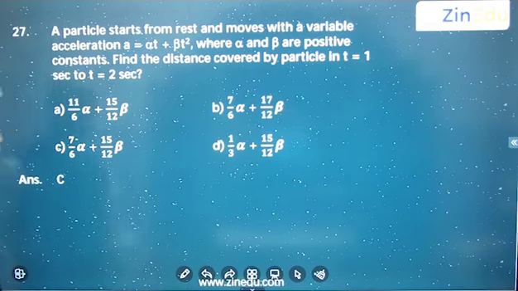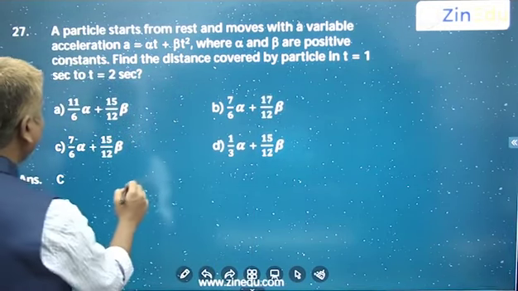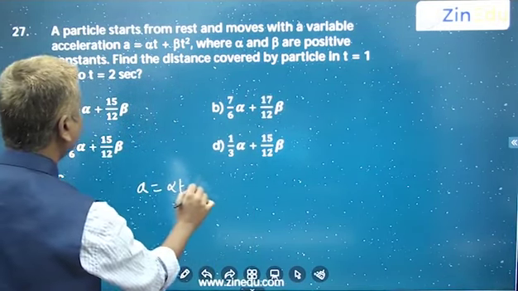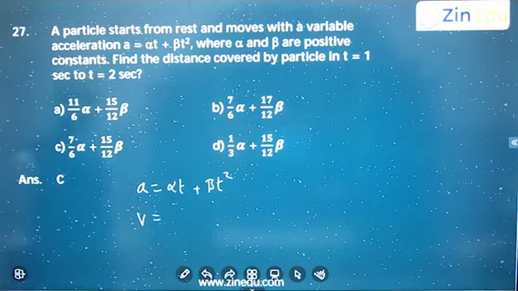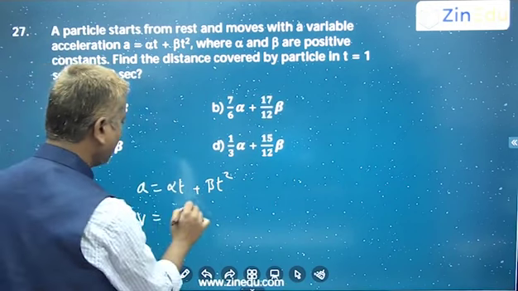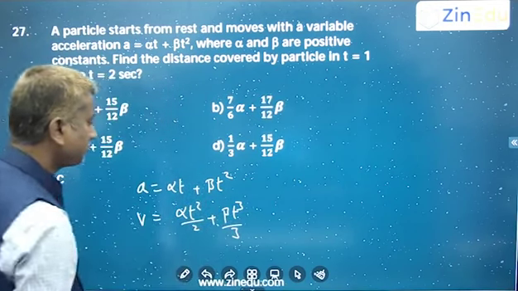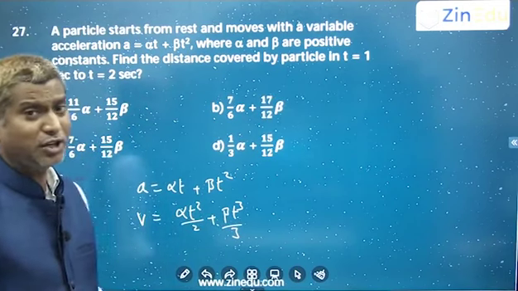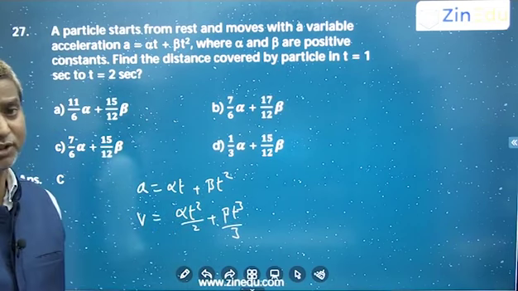So between 1 and 2 seconds, how much distance is it going to cover? First, when acceleration is given as a function of time, alpha t plus beta t square, variable acceleration, you will get the velocity by integrating this: alpha t square by 2 plus beta t cube by 3. And the constant is 0 because it starts from rest. At t equal to 0, v is 0, so the constant is also 0.